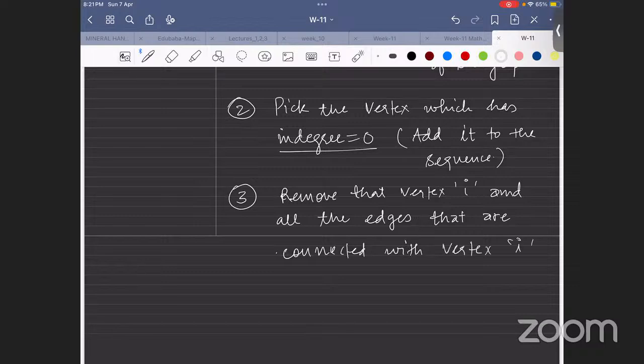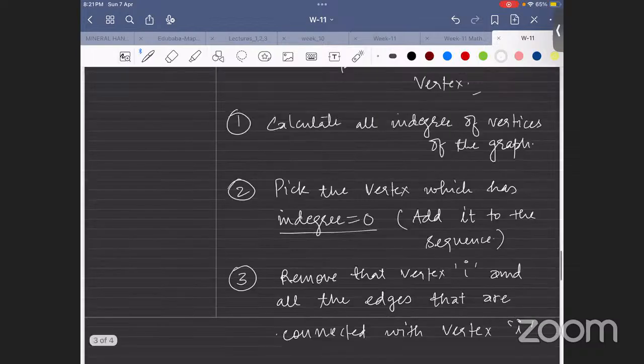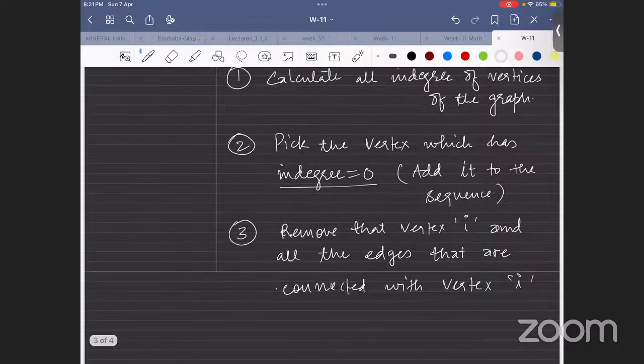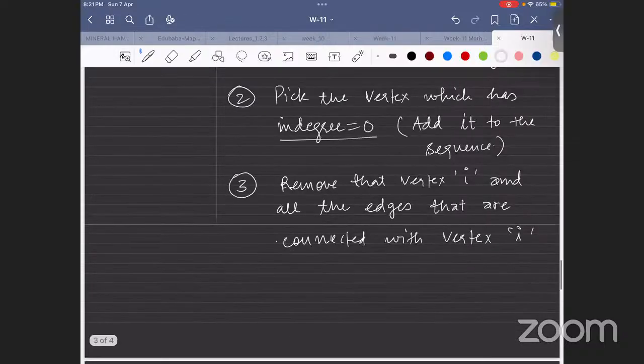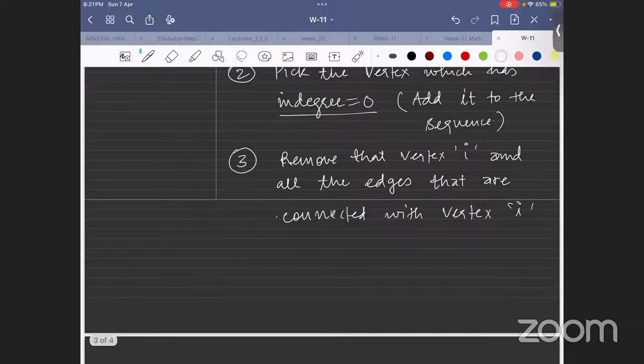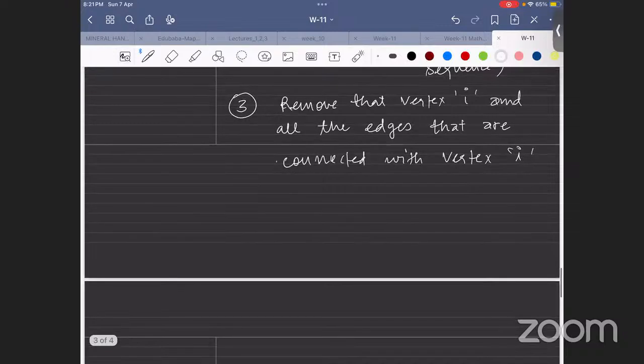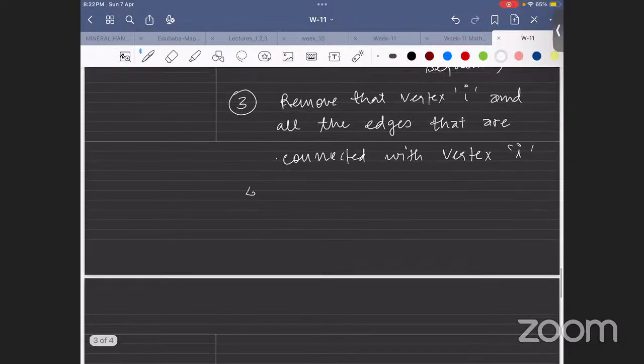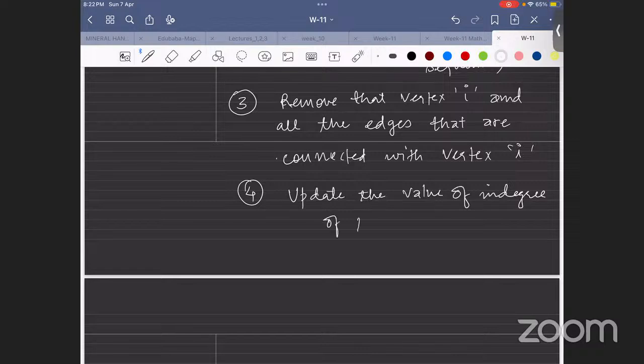So now the first step was you calculated the in-degree, wherever it was 0 you added it to the sequence, and you removed that vertex. After removing the vertex, you have removed the connections also. Wherever edges were incident, you have to remove the edges also. Now the fourth step is you update the value of in-degree of the remaining vertices. And the fifth step is you have to repeat it, from here to here, repeat this.